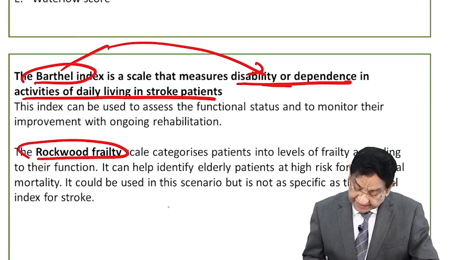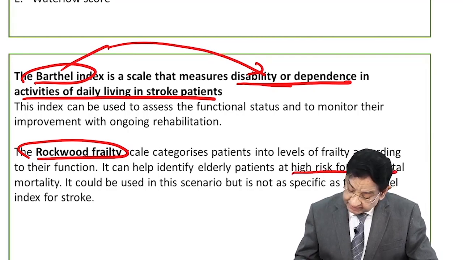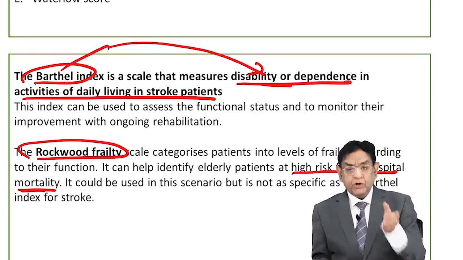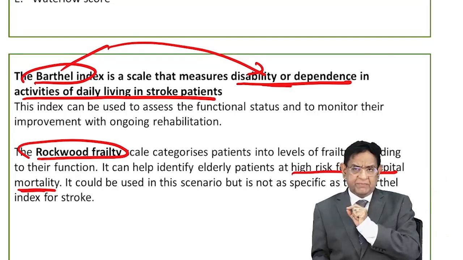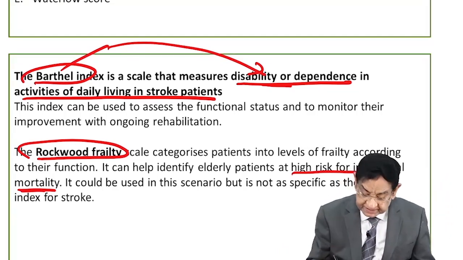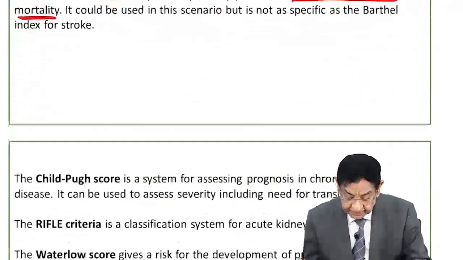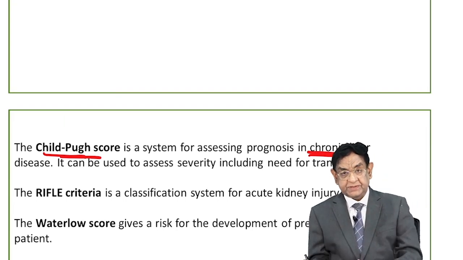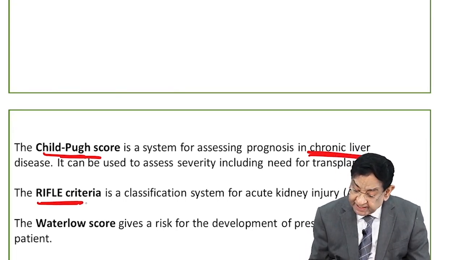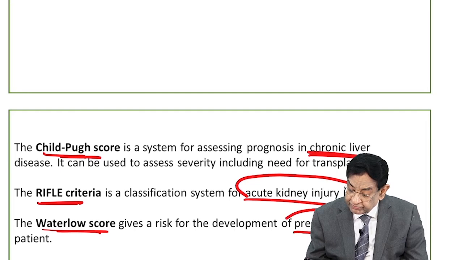Rockwood frailty finds higher in-hospital mortality. It talks more about the patient who is hospitalized and how sick he is, a critically ill patient, whether he will survive or not. That is Rockwood frailty. Then we have Child-Pugh that we use for chronic liver disease. RIFLE criteria is for acute kidney injury. Waterloo score is for development of bed sores.